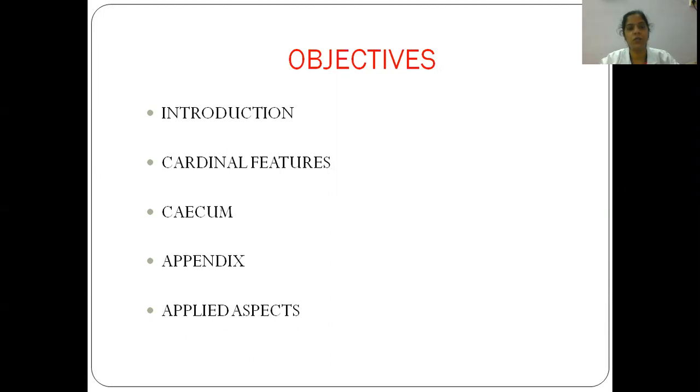So first we'll see the features of the large intestine, its cardinal features. Then we are going to discuss the CAECUM and appendix. Then we are going to discuss the applied aspects, the clinical conditions we have to learn in this CAECUM and appendix. That's what we are going to learn today.